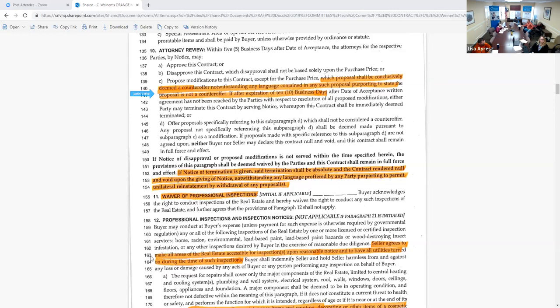So those are paragraph C modifications. Paragraph D, and if no agreement is made on paragraph C modifications, the contract's terminated, okay? Modifications under paragraph D, we call those proposals, and these would not rise to the same level of significance.